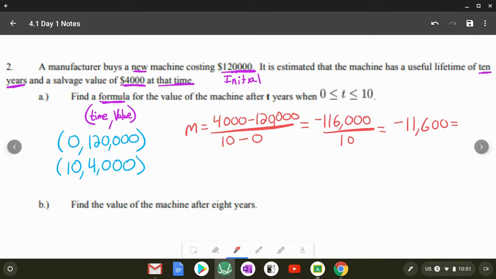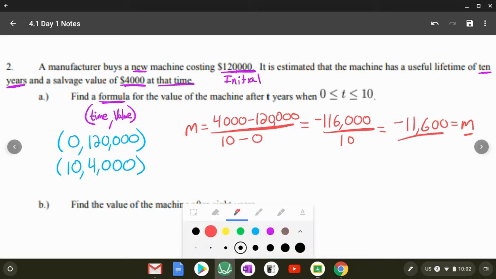Oops, sorry. Thinking about this in terms of our word problem, what does it mean? Well, the slope represents the change in cost. The slope, or the marginal cost, is what's happening per year, because our x value is time. What's happening per year? If we bought this machine at $120,000 and it is going down by $11,600 per year, then over 10 years we should end up with $4,000.